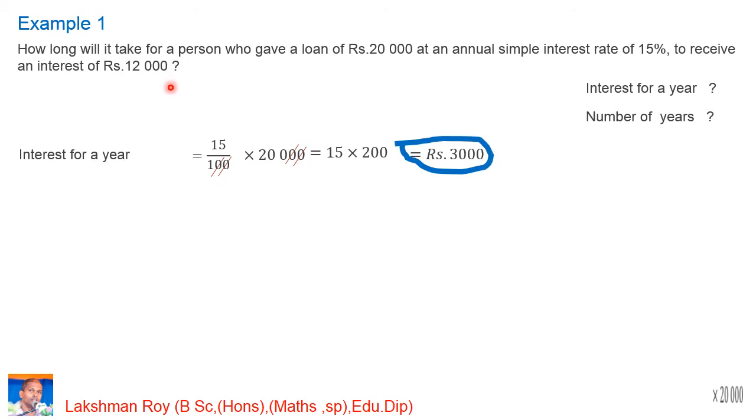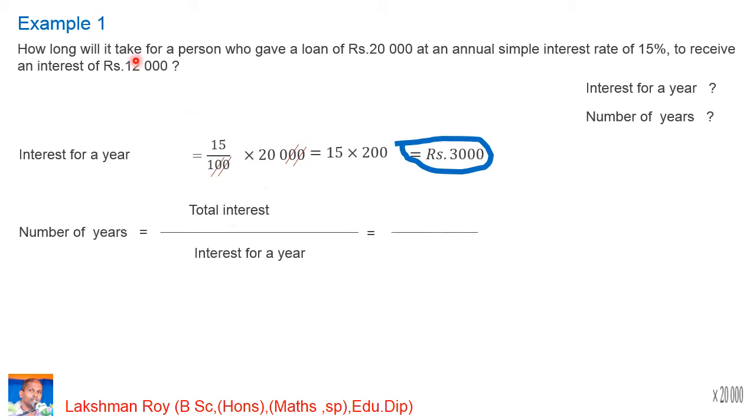So see, this is the interest for 1 year, and the number of years means the total interest divided by the interest for a year. To get this amount of interest, you find how many 3,000s there are. The total interest they have given is 12,000 rupees, and the interest for 1 year is 3,000. If you divide, you get 4, that means 4 years. So that is the period of time.